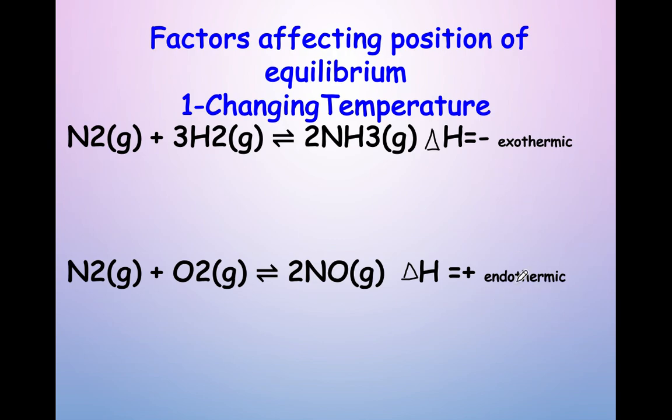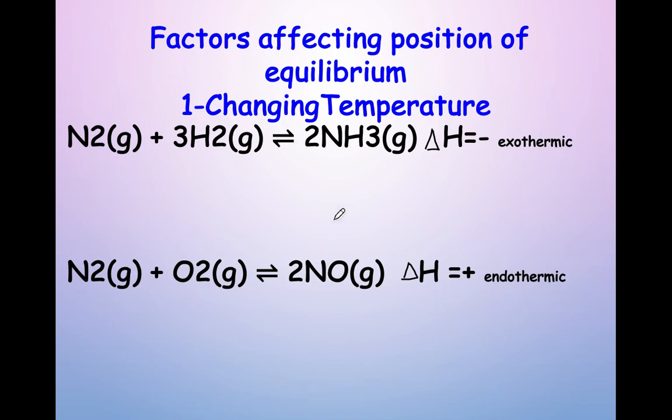Of course, we know the difference. An exothermic reaction is one where heat is given out. So when nitrogen reacts with hydrogen gas, it gives ammonia and heat is given out. We call this reaction exothermic. If nitrogen gas reacts with oxygen gas and gives nitric oxide, heat is not given out but taken in, and we call this type of reaction endothermic.